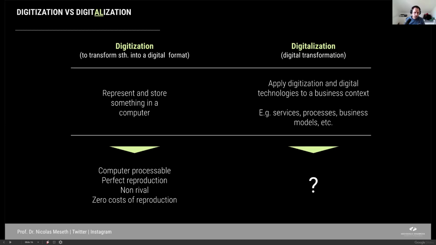And what can we do then? What's the benefit from that? We can represent and store it in a computer, basically. And from there we can derive all these other properties like perfect reproducibility, zero cost of reproduction, not being consumed, and stuff like that. So I think we have understood that.